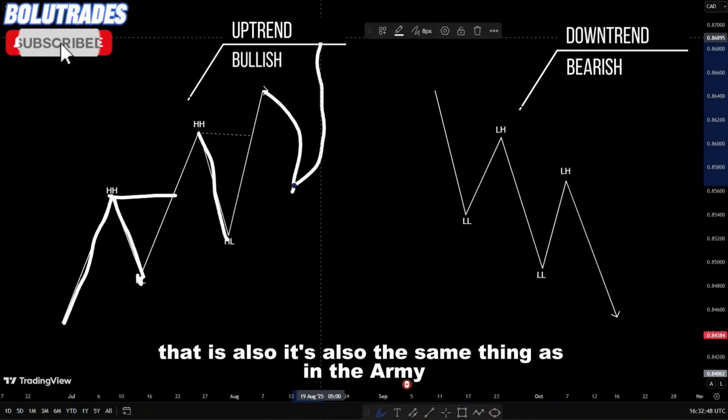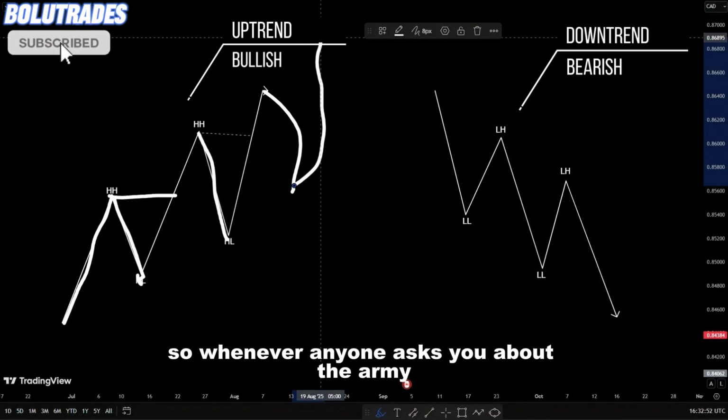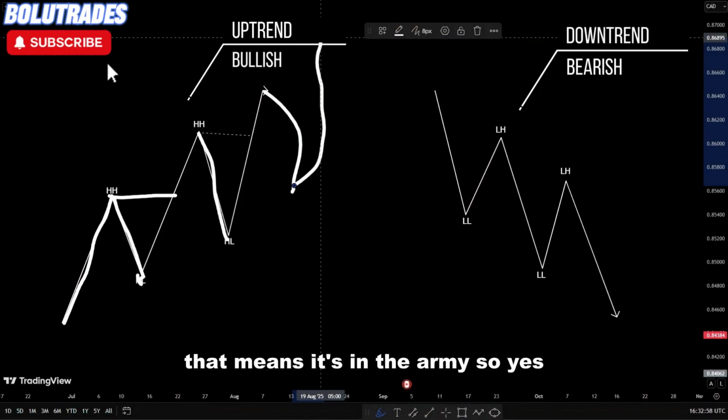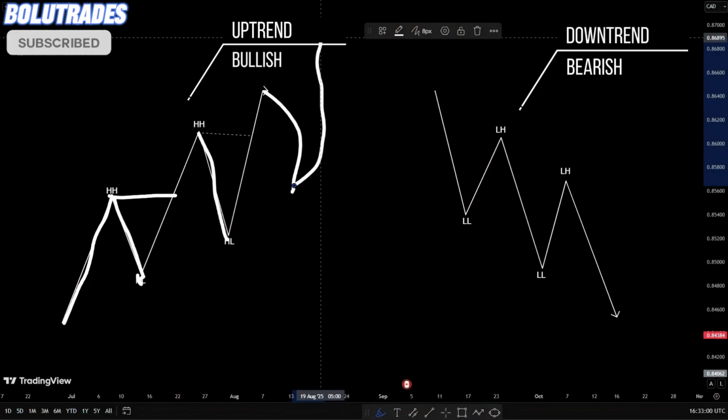That is also the same thing as the uptrend. Bullish is still the same thing as uptrend, so you don't get confused. Whenever anyone asks you whether a particular pair is bullish, then it means it's in an uptrend. So let's move on with the downtrend.